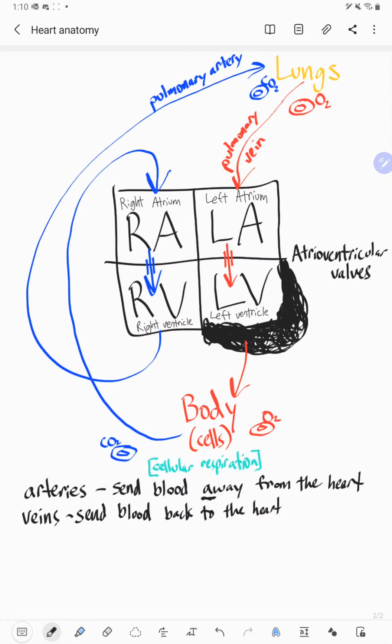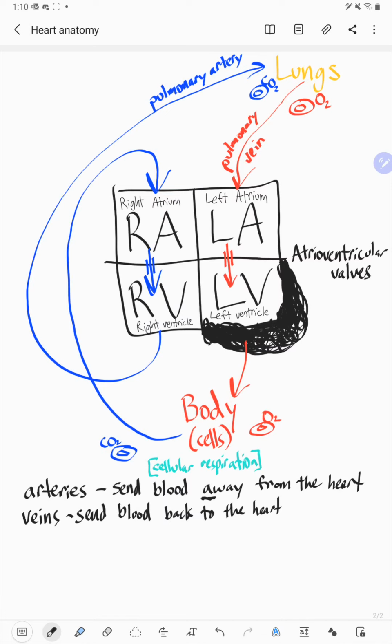All right, we also have valves when the blood leaves the heart through the left ventricle or through the right ventricle. And those you can look through an actual heart diagram. I don't want to cover every single detail here.